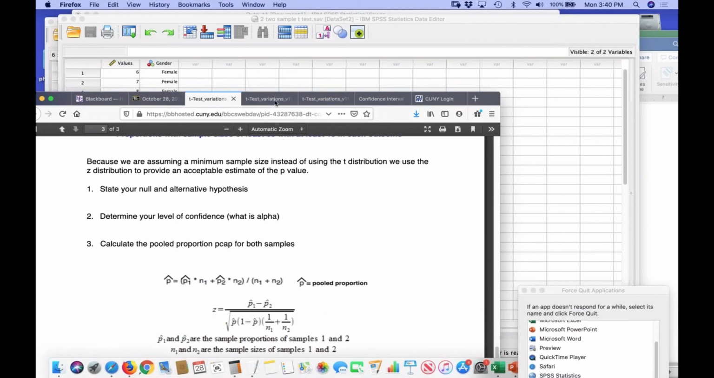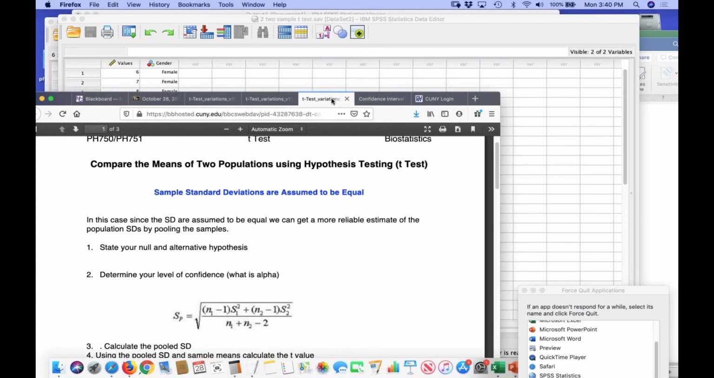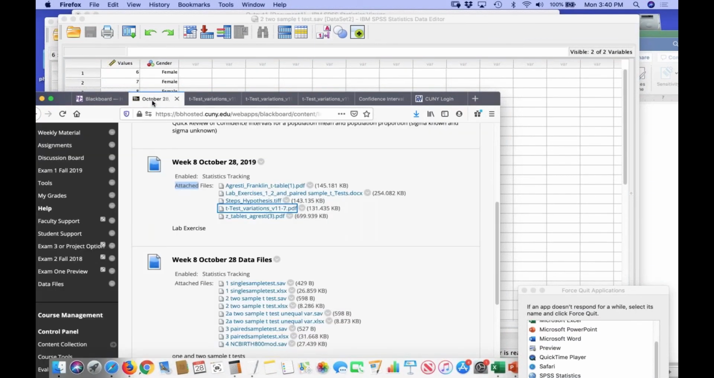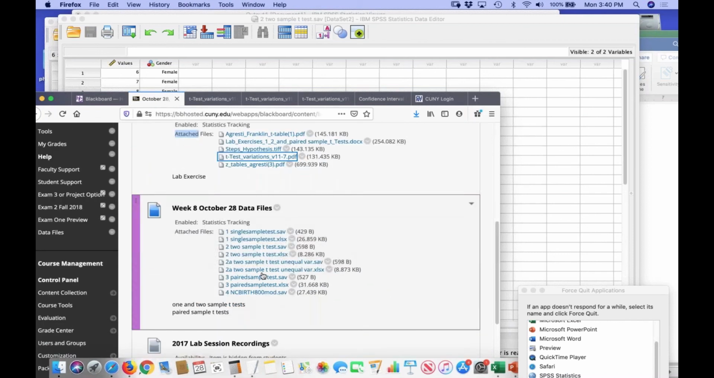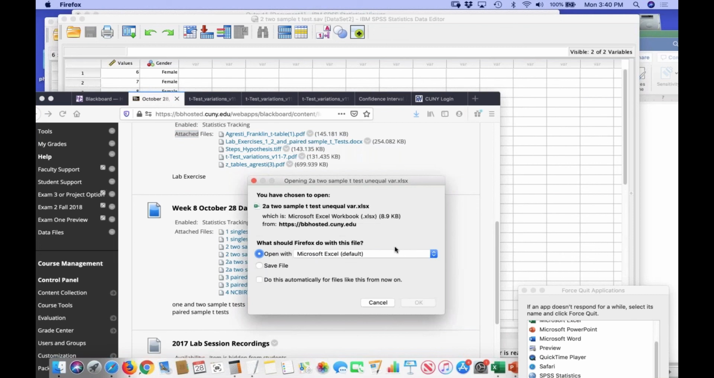Okay, and let me see if we can get to it. Okay, this is going to be this example. I'll get it opened in Excel.